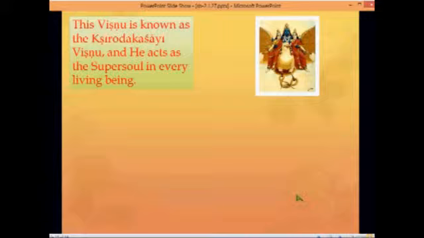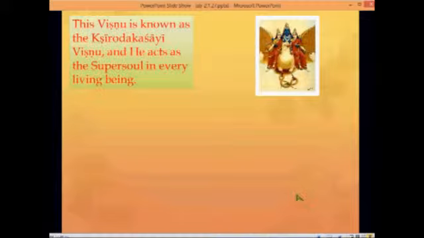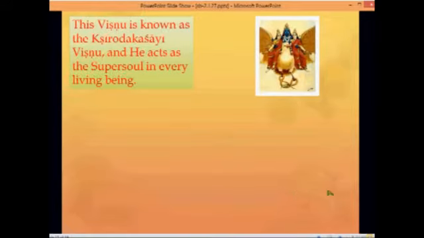This Vishnu, which is the one perceivable on Brahmaloka, is the Kshirodakshai Vishnu, and he acts as the super soul in every living being. So sometimes Prabhupada also calls him impersonal Vishnu, because people realize the triune deities, the Trimurti, Brahma, Vishnu, Shiva. Atri Muni was on this level. He couldn't really distinguish who was the supreme. So at this point, Vishnu is kind of impersonal.